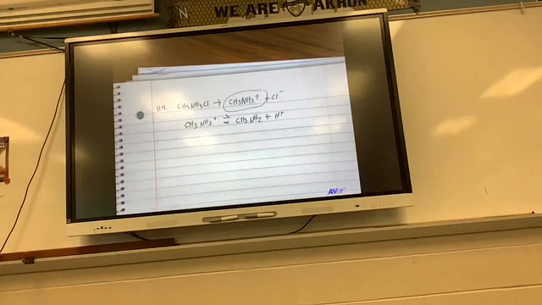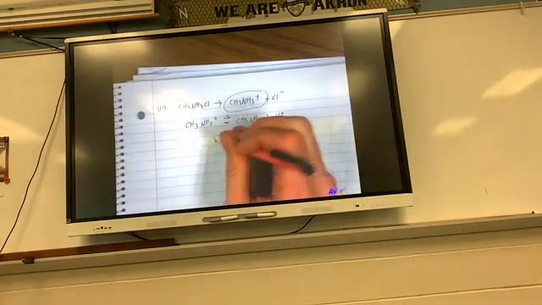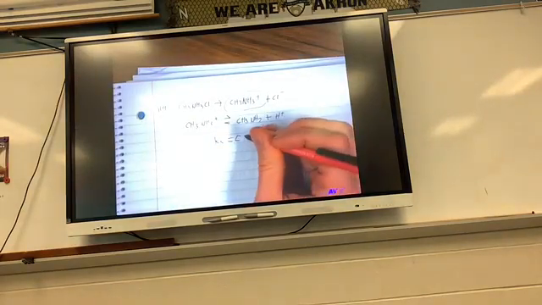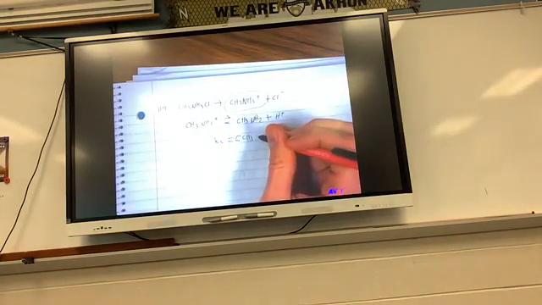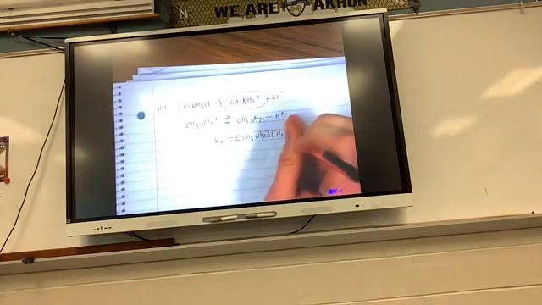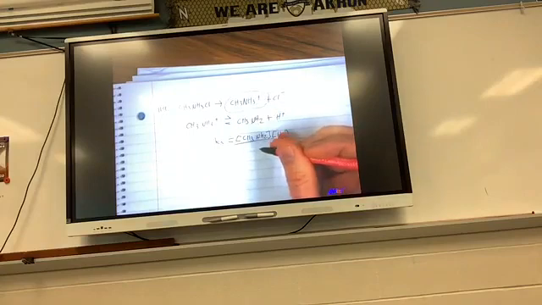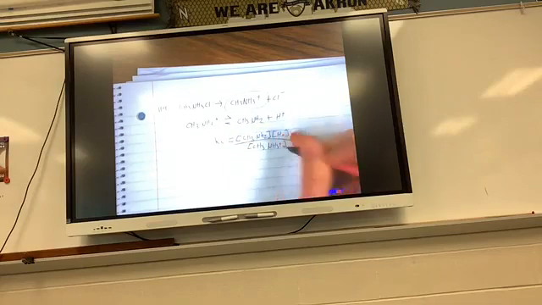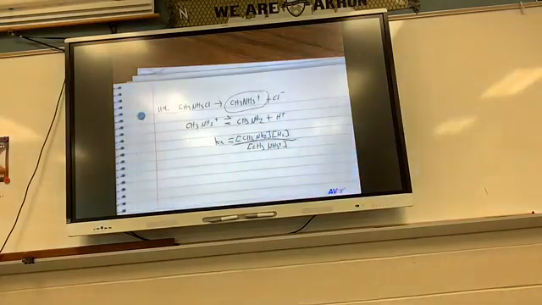I could write a Ka for that, right? If I were to write my Ka expression, Ka would equal the concentration of H plus times the concentration of CH3NH2 over the concentration of CH3NH3 plus. Are we allowed to use the shortcut on the test? Sure, you can.